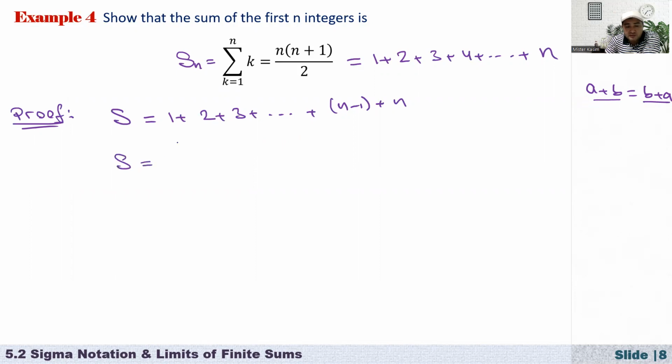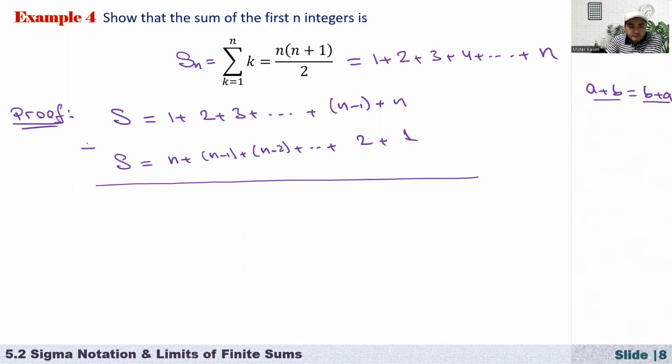This S is equal to, the last one is n, the previous one is n minus 1, the previous one will be n minus 2, dot, dot, and here we have 2 plus 1, right? Now, if you just add them side by side, here we have S plus S, that's equal to 2 times S. And 1 plus n is n plus 1, and 2 plus n minus 1, again, is n plus 1. And 3 plus n minus 2, again, is n plus 1, dot, dot, and the last term, again, is n plus 1.